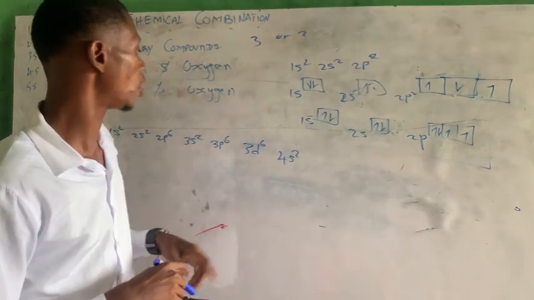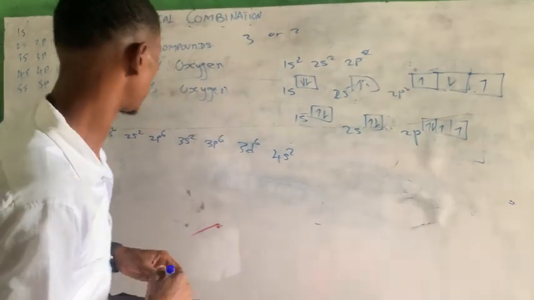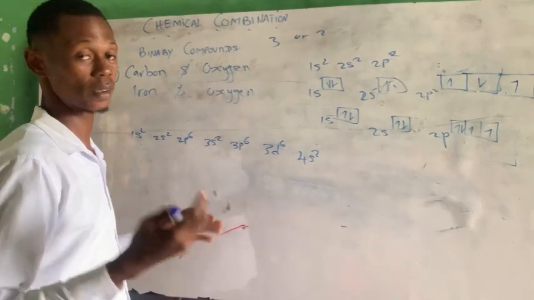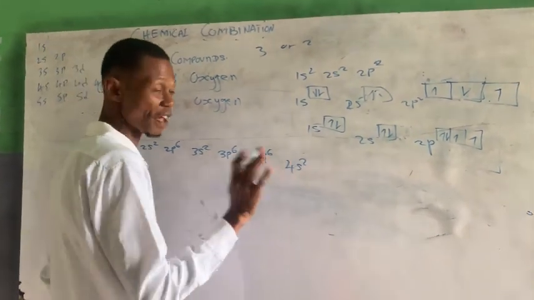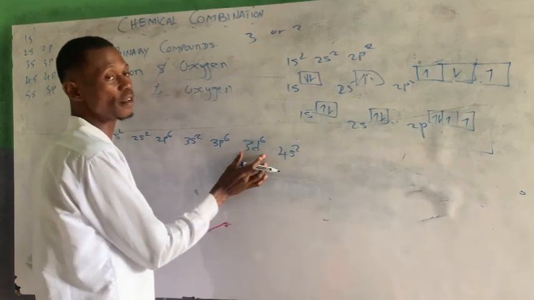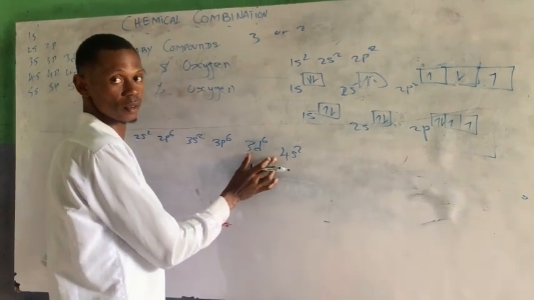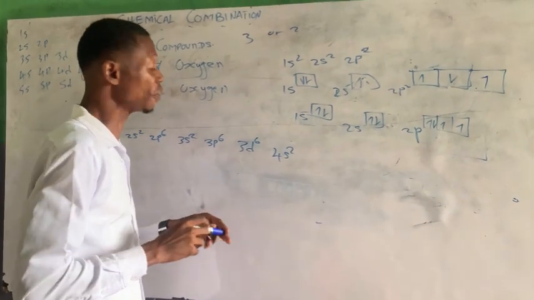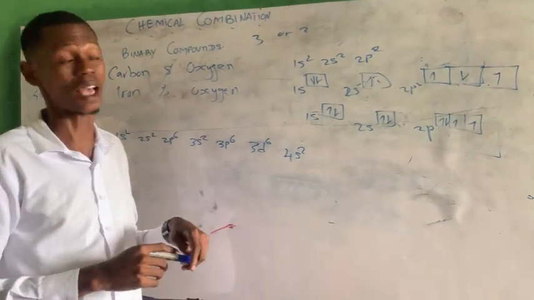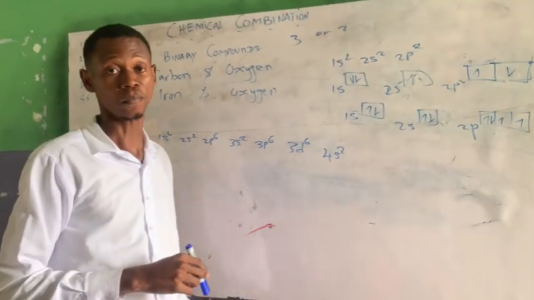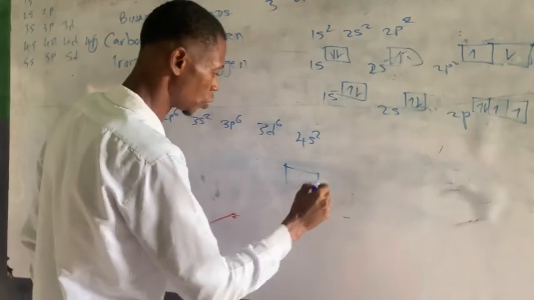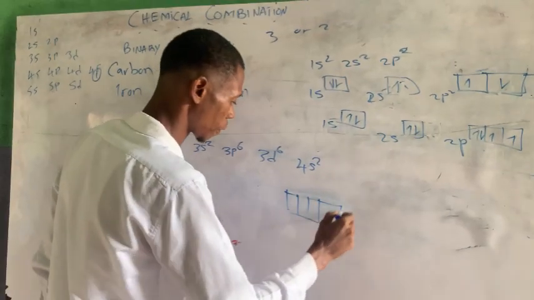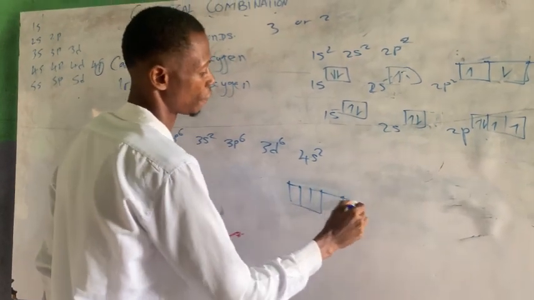Alright, so for iron, it gets 3 and 2 valence. So first, we have to start filling from the D first. For transition elements, you fill the D first and make sure the D is satisfied before you move to S. So this is 3D, 4S2, normally. So this is 1, 2, 3, 4, 5.